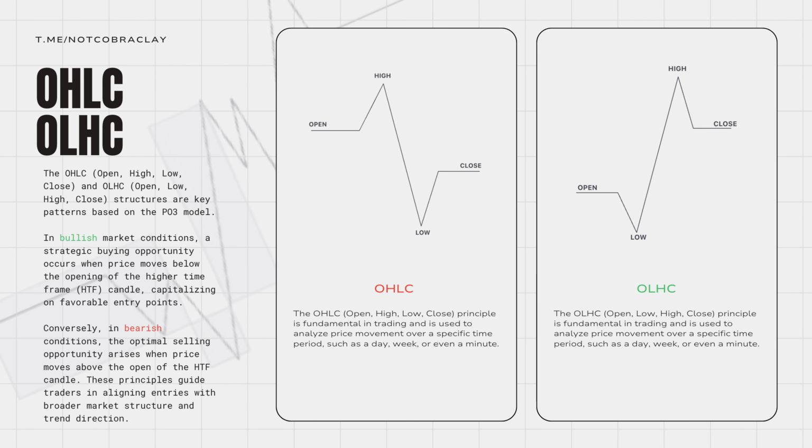The open, high, low, close, or open, low, high, close structures are key patterns based on the power of 3 model. In bullish market conditions, a strategic buying opportunity occurs when price moves below the opening of the higher time frame candle. So in this case, maybe digging below the Asia low, which is just the open, which you shouldn't trade because it's not your trading time, you should be asleep. Digging below or maybe above Asia indicates a manipulation, because we know London likes to form manipulations, and then trading to the opposing end of the range.